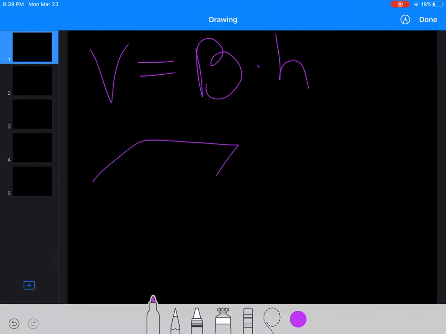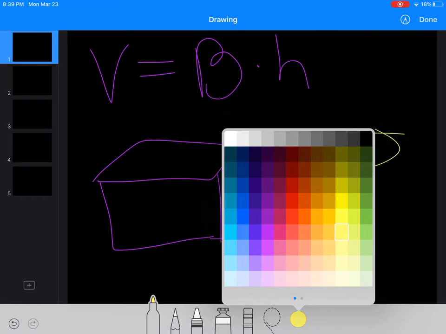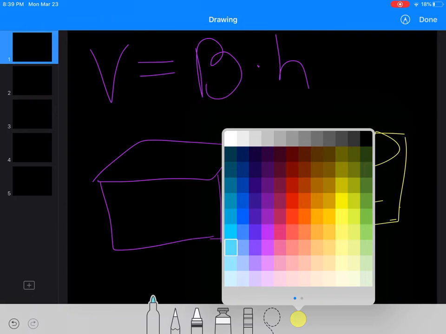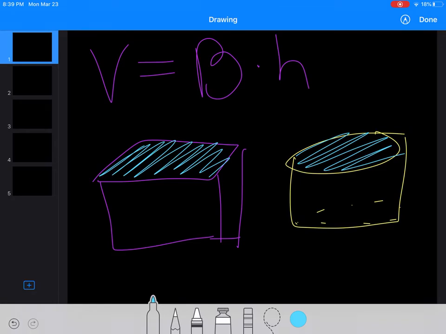So here's a prism, maybe it's a rectangular prism, and here is a cylinder. The base is, let's just color that top element there. The base is just whatever the flat surface is on the bottom. In this case, the base on the left is a rectangle, so the area of that base is length times width. The area of the base on the right is pi r squared.